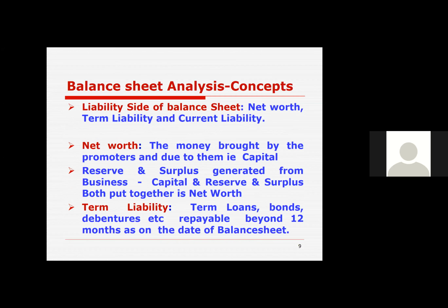Okay, that's all. Suppose they ask in the exam: in the balance sheet, the liability side items are classified or grouped into how many categories? You should know immediately: net worth, term liability, and current liability. What are they? We are going to see now.